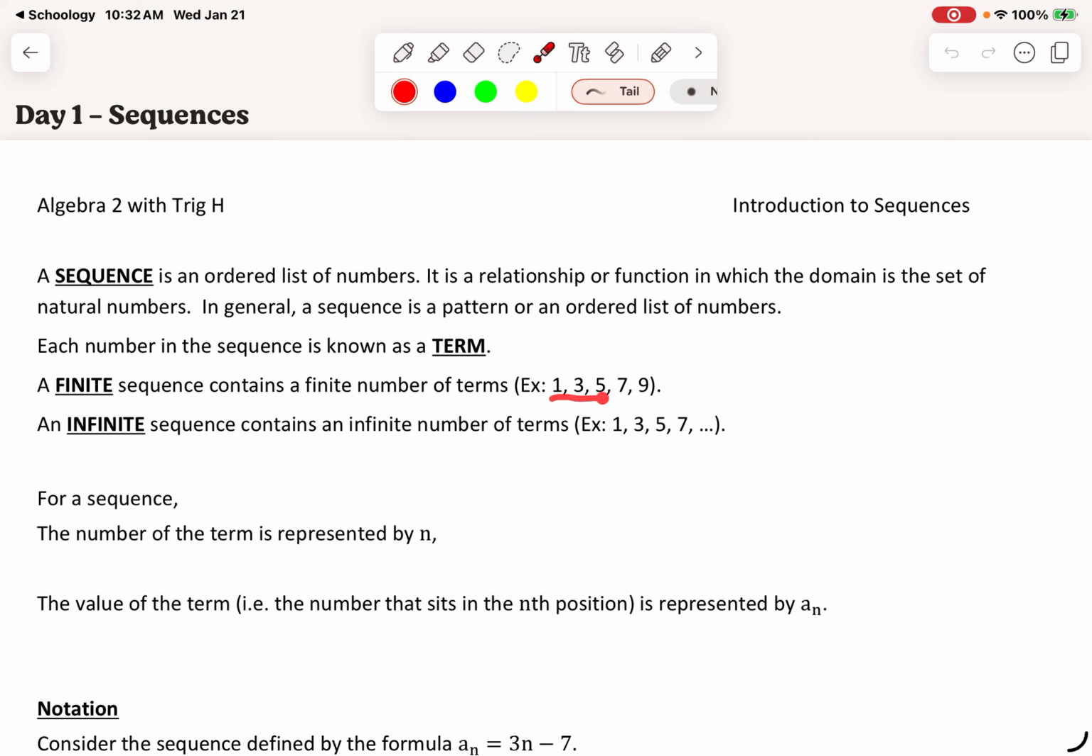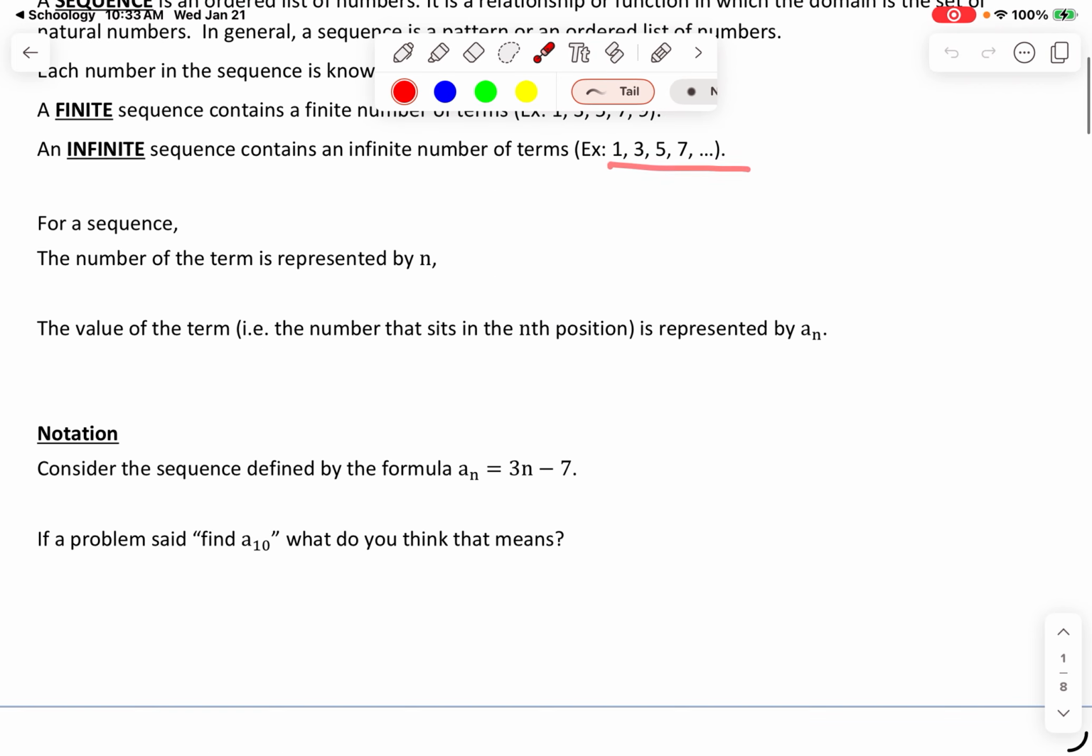This right here is a sequence that ends, right? It goes 1, 3, 5, 7, 9. The end. That is a finite sequence. And then here is a sequence, 1, 3, 5, 7, comma, dot, dot, dot, meaning it keeps going on forever and ever. That's an infinite sequence. Each number in the sequence is called a term. So this is the first term, the second term, third term, fourth term, and fifth term. This has an infinite amount of terms.